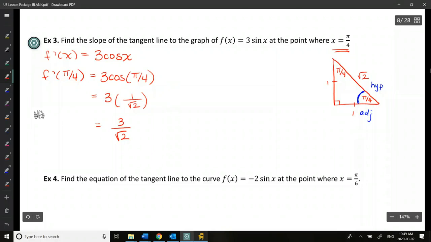Okay, so the slope of the tangent to the graph is 3 over root 2. We are going to try to simplify and express these with rationalized denominators if possible. So we're just going to multiply the bottom by root 2 and the top by root 2. And root 2 times root 2 is just 2 on the bottom. So this is what we should get.